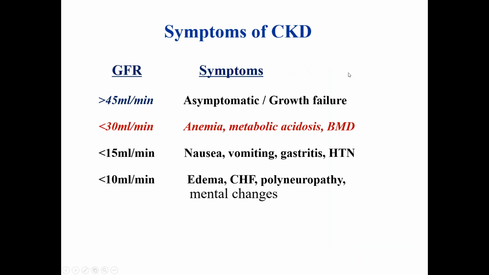Now, if you look at the symptoms of chronic kidney disease, in early stages of CKD, most of these patients have only some growth failure and mostly are asymptomatic. Therefore, many of them present when they have already reached CKD stage 4 or 5, and this is a major cause of delayed presentation of CKD to our centers. And the commonest findings below a GFR of 30 ml are anemia, metabolic acidosis, and bone mineral disease, and once the GFR falls below 15 ml, then you start having nausea, vomiting, gastritis, hypertension, edema, CHF, etc.